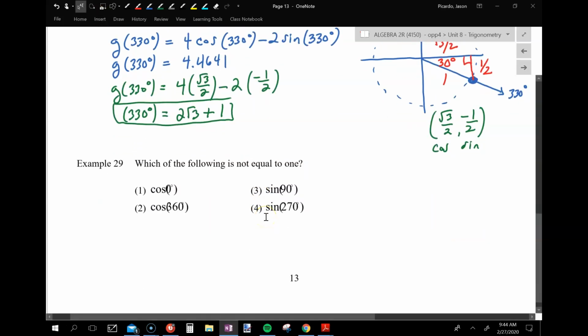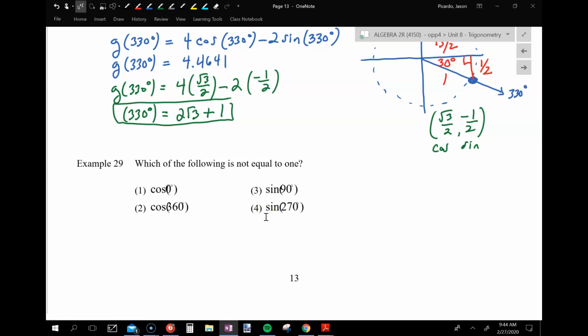Why is this a problem that we like a lot? Multiple choice. Okay, I agree. What do you notice about all the angles? Multiples of 90. So they're called what kind of angles? Starts with Q. Quadrantal, meaning they're what? On the axes, right?